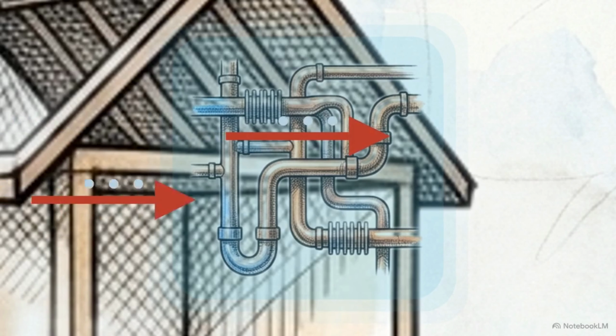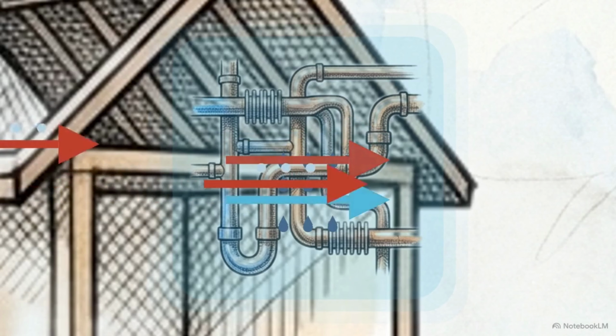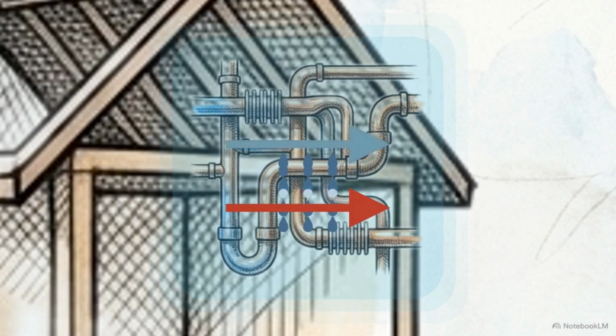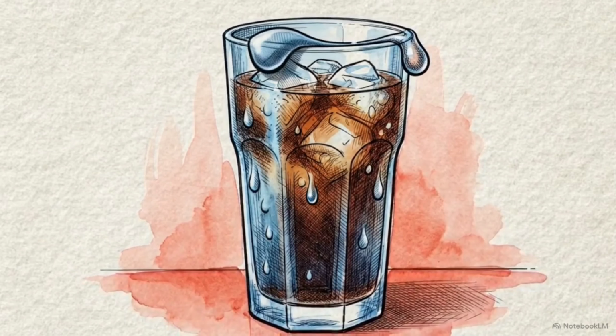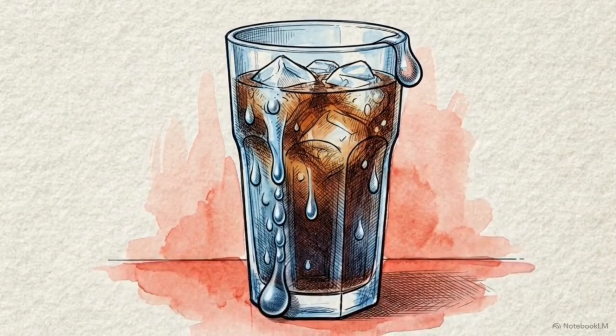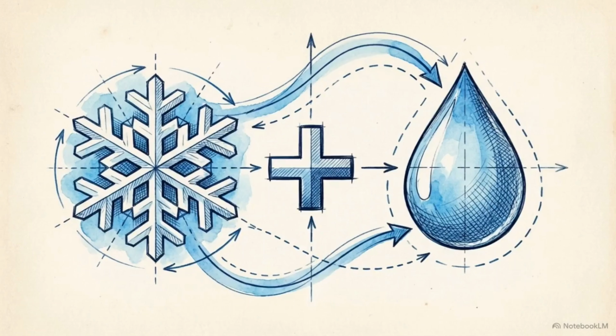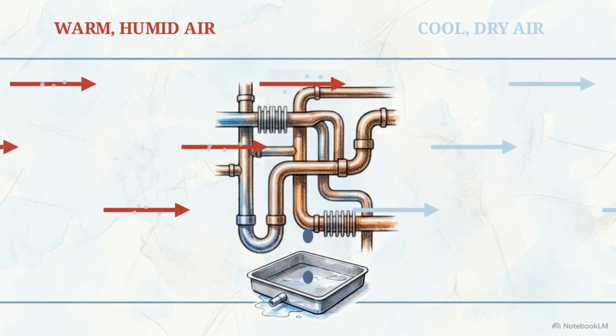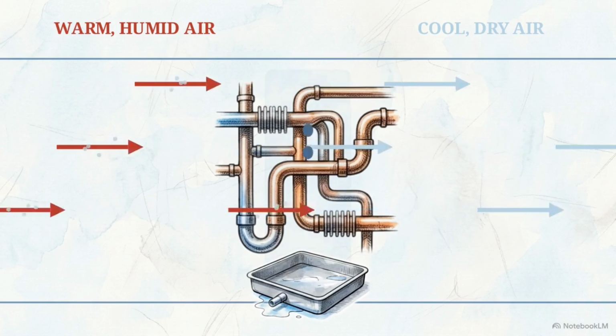But there is a crucial side effect. As warm air hits the freezing coil, it loses its capacity to hold moisture. It's the exact same process that causes water beads to form on the outside of a cold glass of water on a hot summer day. Effective air conditioning relies entirely on this physical reaction. It is pulling heat, but it is also actively wringing water out of the air.